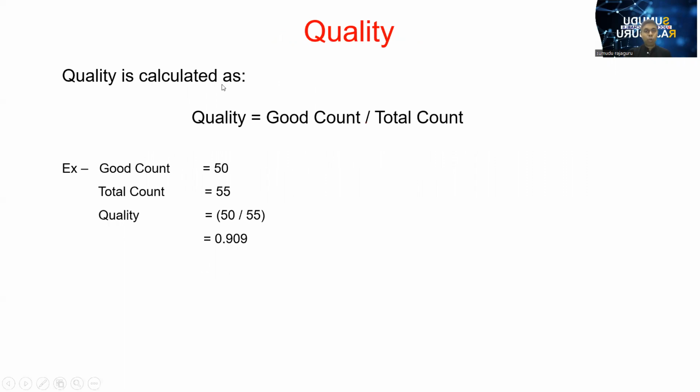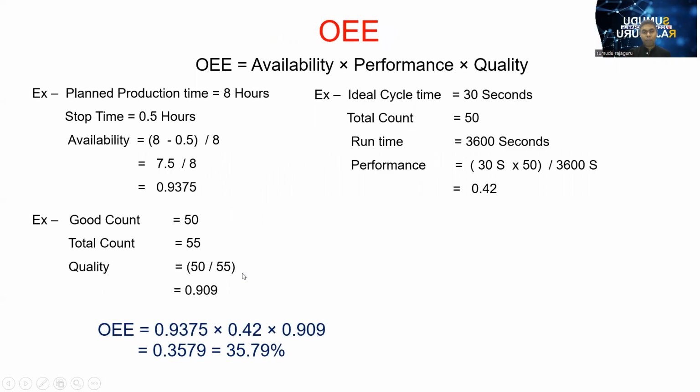The last one is quality. Quality equals good count divided by total count. Good count is 50, total count is 55. So quality, 50 divided by 55, means 0.909.